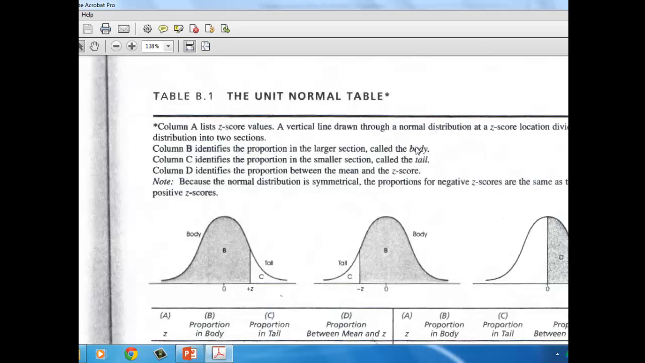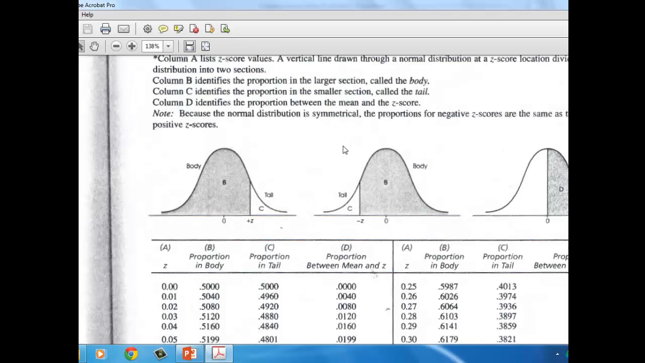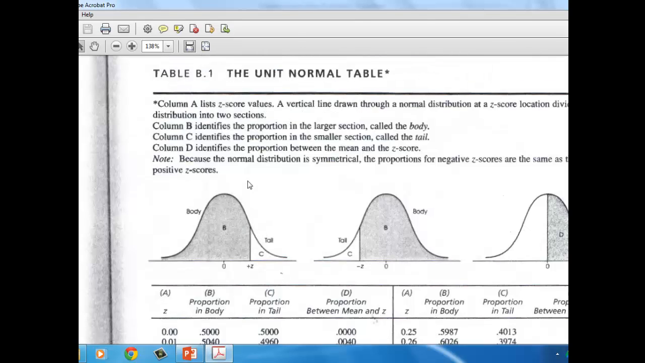Get very comfortable with body versus tail, because when you're using this table, you're going to need to know which column you're looking at depending on what you've shaded in your graph. Column D identifies the proportion between the mean and any given z-score in the distribution. And it also says here, the normal distribution is symmetrical.